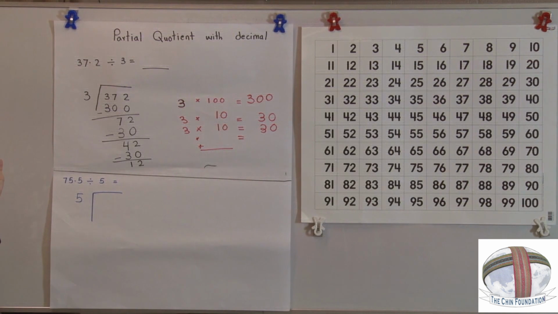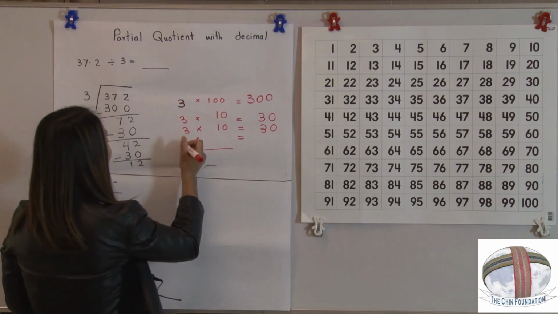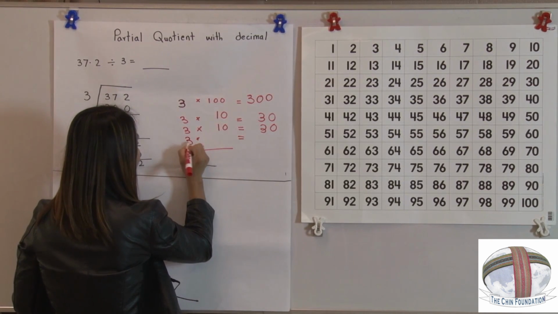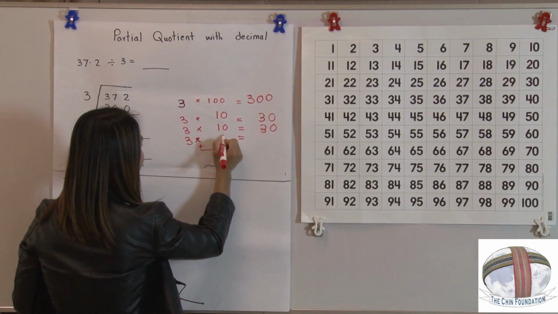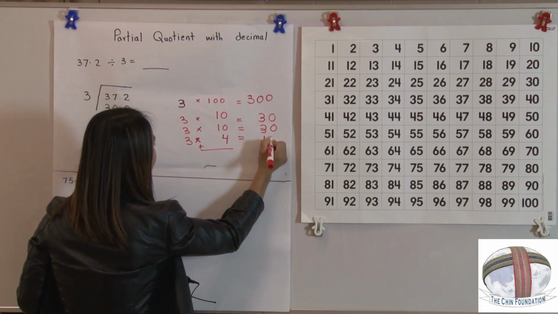3 times 2, let's see. This is 2, okay? 1, 2, 3, 4, 5, 6. 3 times 2 is 6. 6, 7, 8, 9. 3 times 3 is 9. 10, 11, 12. Ooh, 3 times 4 is 12. You can use your finger for 3 times if you don't know your multiplication fact for 3, okay? So 3 times 4 is 12.